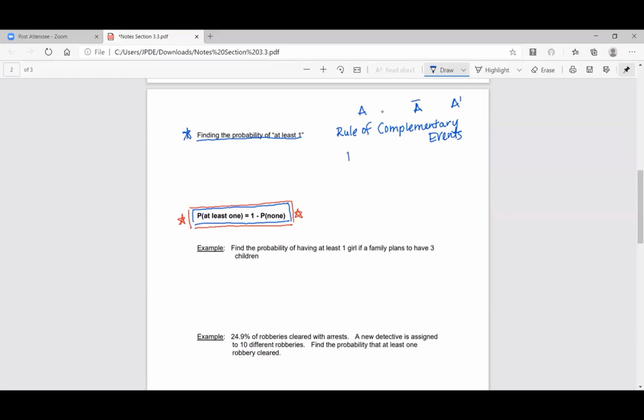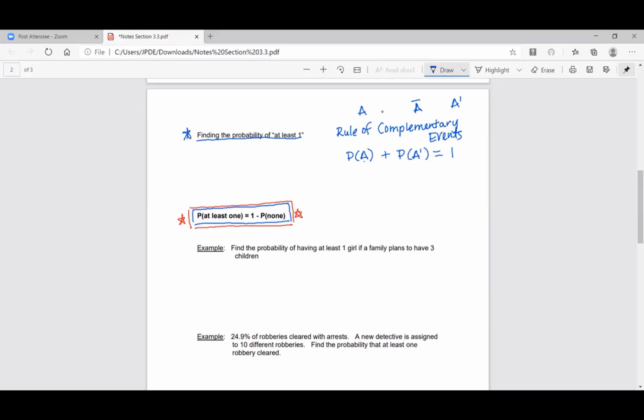And the rule of complementary events said the probability of an event plus the probability of its complement equals 1. So we said, like the probability of winning plus the probability of losing, one or the other is going to happen. So that gives you all the possibilities. So that's why it's guaranteed you're going to get one or the other. The probability is 1.